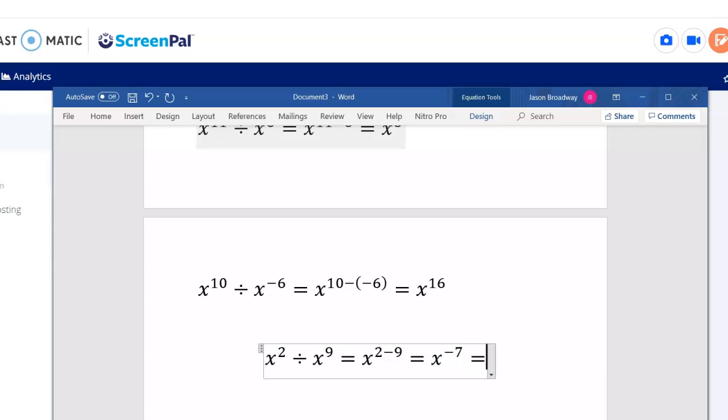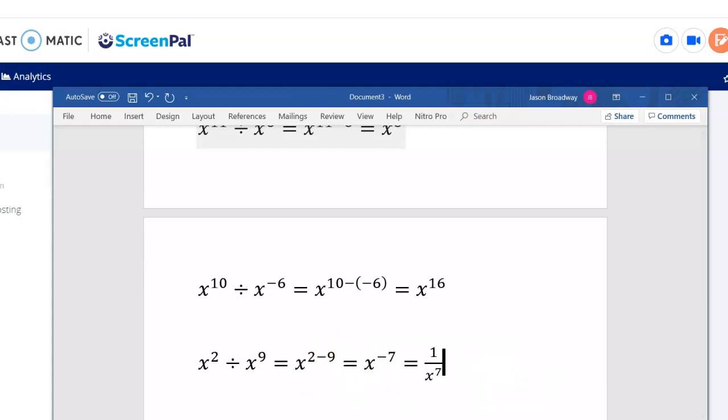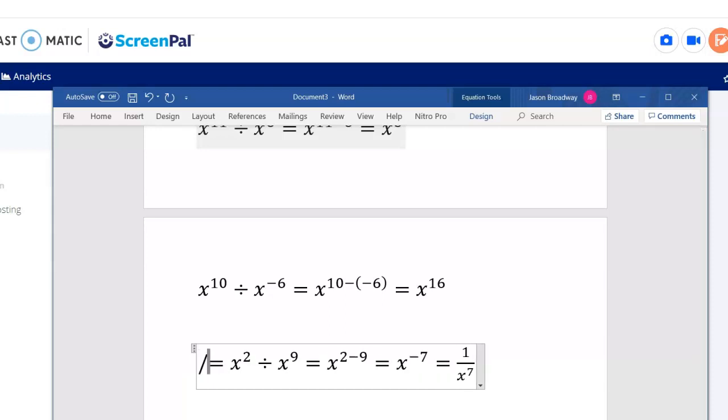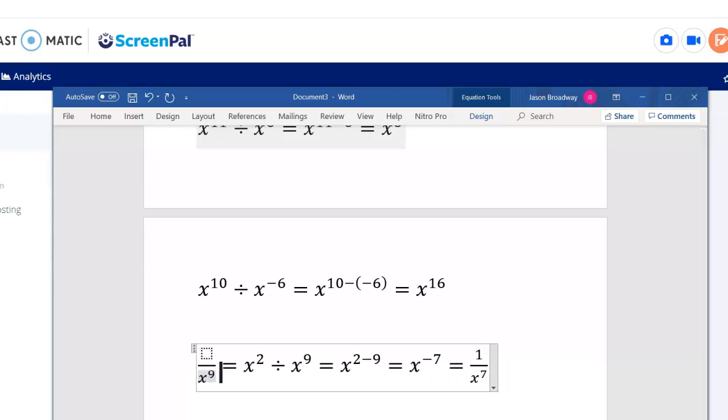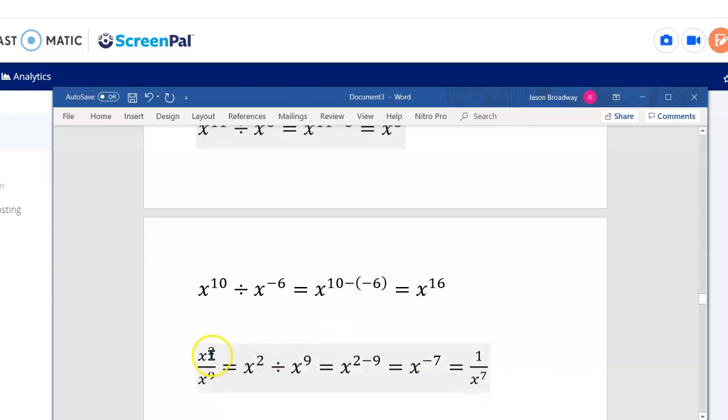But remember how we define that? That's 1 over x to the 7th. And notice that's consistent with algebra 2, because if we wrote this in fraction mode, we'd get x to the 9 down here, and x squared up here. And we would expect 2 of these x's to kill 2 out of 9 of the x's down here, and to get just an understood 1 left over up here, and the remaining 7 x's that didn't get chopped off down here.